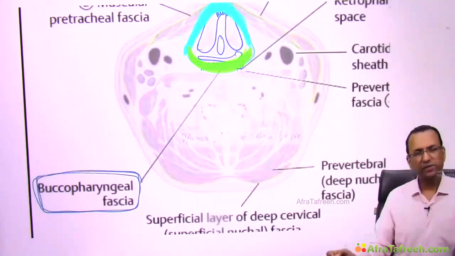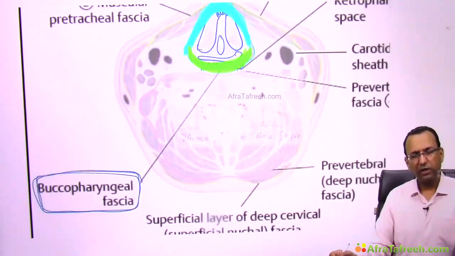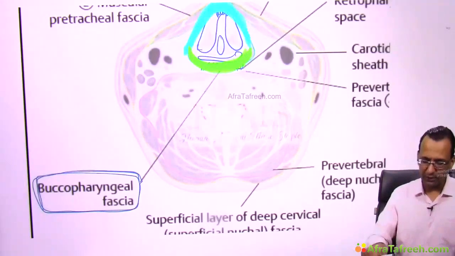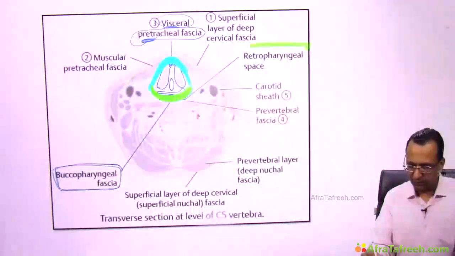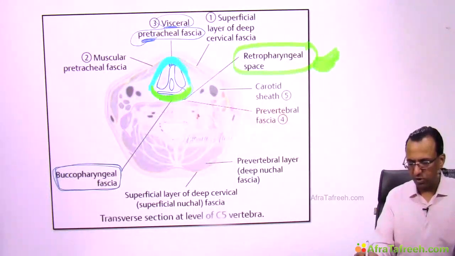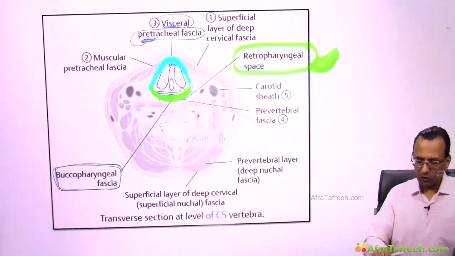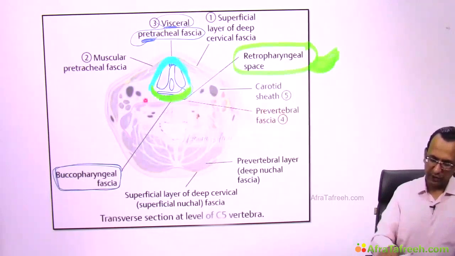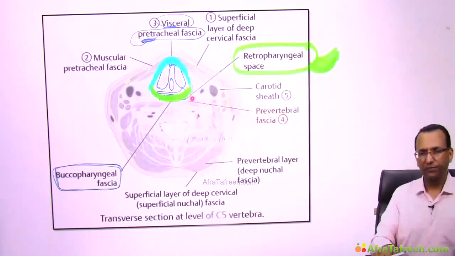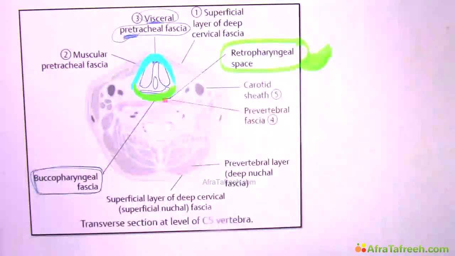I think behind that is some space. Behind what? Behind the buccopharyngeal fascia. And behind the pharynx, you have the retropharyngeal space. What is retro? Retro means behind. So behind the pharynx is the retropharyngeal space. Yes, behind the pharynx, and also behind the buccopharyngeal fascia, you have the retropharyngeal space.